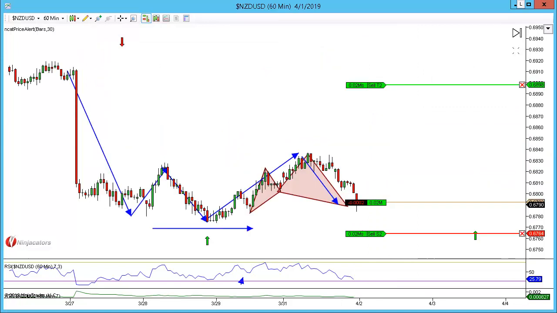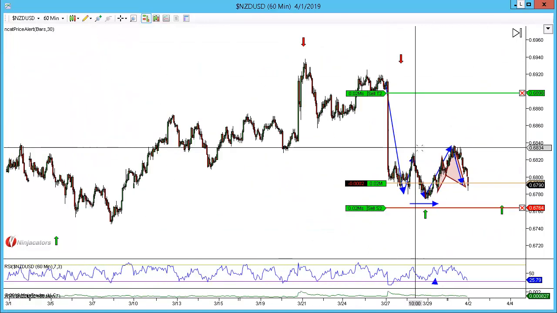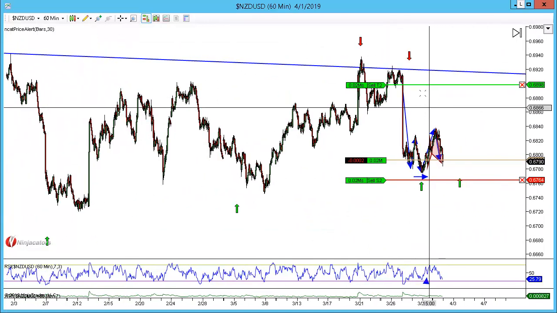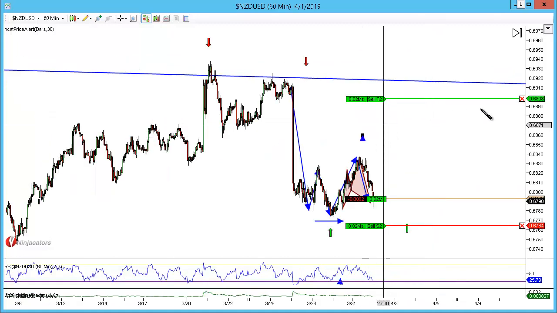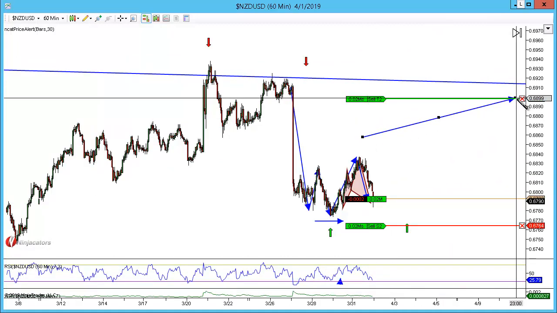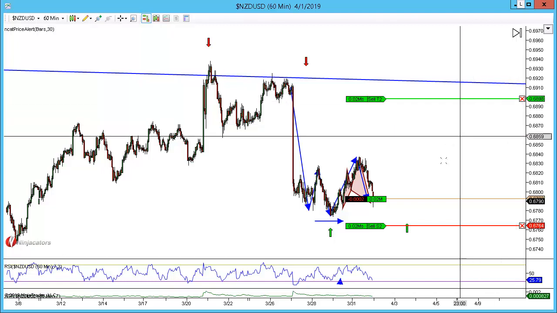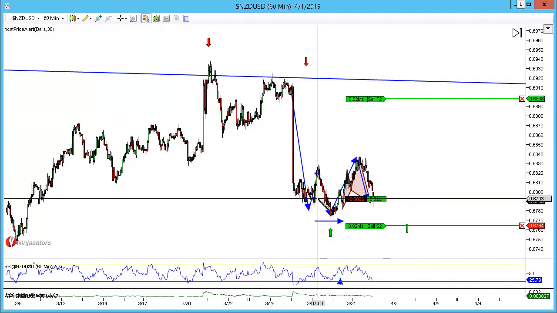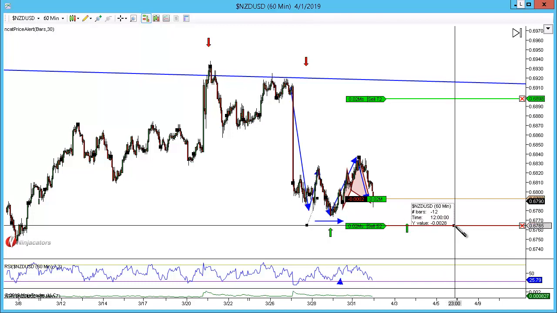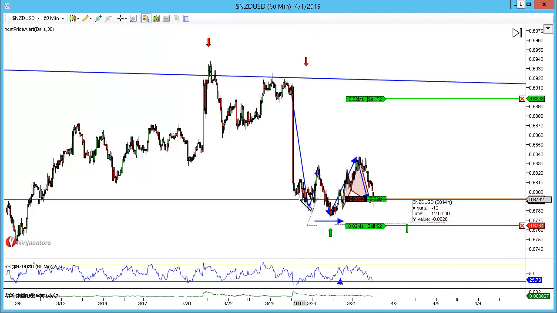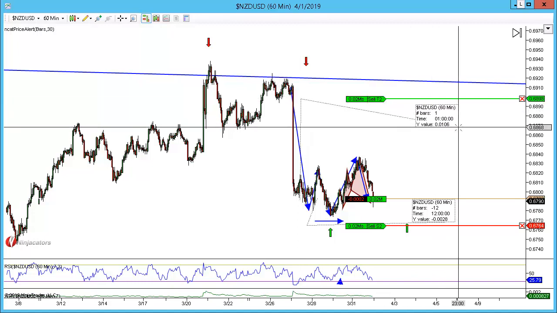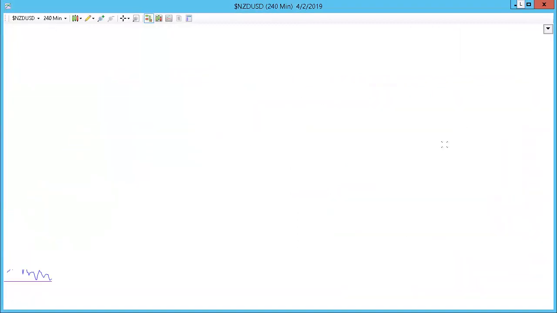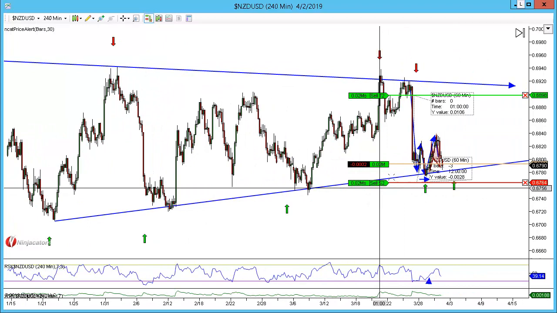It does mean that I still have a very nice reward to risk, and I'm playing for a full extension here back up to that trend line, minus a few pips because there is a psychological number here, 6,900. This means that the risk on this trade is 28, and we are looking at the reward being 106. Just take a look at this on the 240.